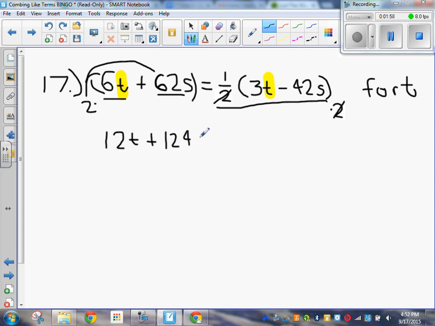124s. And again, as I said before, the only thing left on this side is 3t minus 42s.